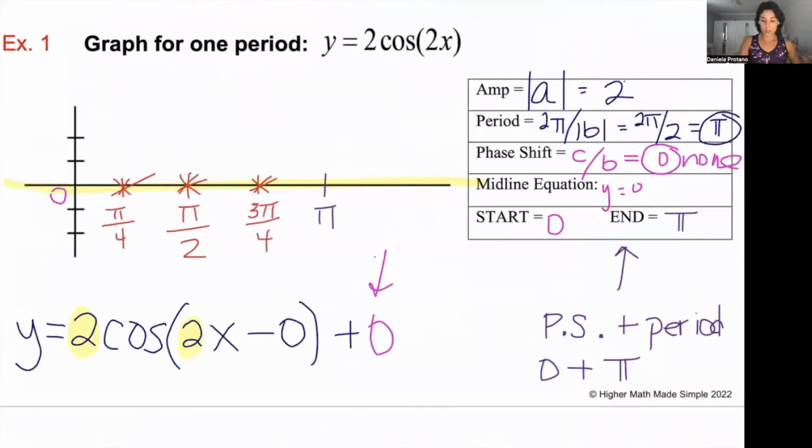So the midline here, I did highlight in yellow, and just a reminder that the amplitude was 2, so it goes up 2 units. It's also the distance from the midline. So it's essentially the midline plus the amplitude and the midline minus the amplitude.